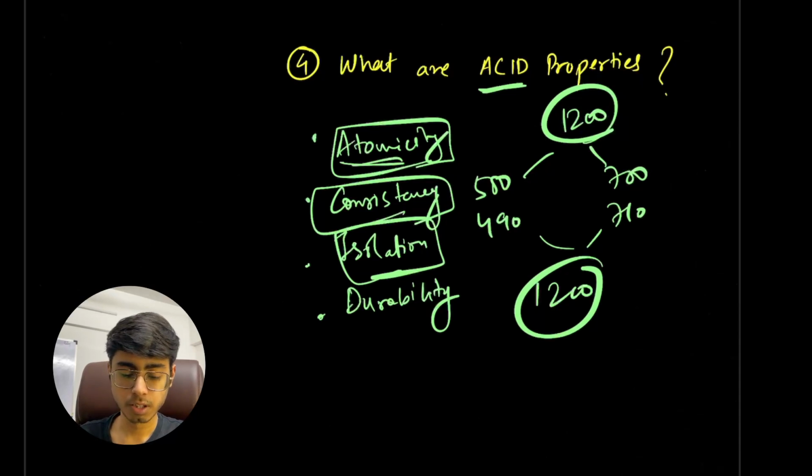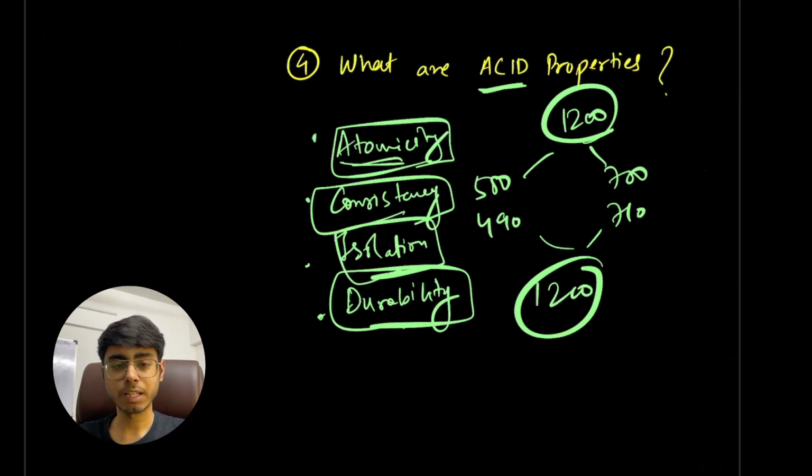So this is isolation. Durability means even if the system fails, even if the server fails or my whole application fails, my data will be durable. My data will be stored. My data will be persistent. My data will not be lost. This means durability. And all of these properties we want in payment applications or banking applications. And these are the properties of relational databases.